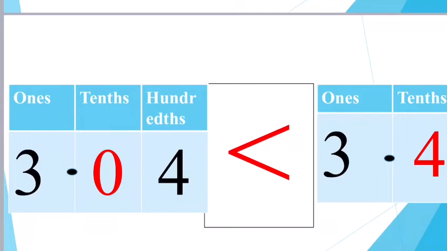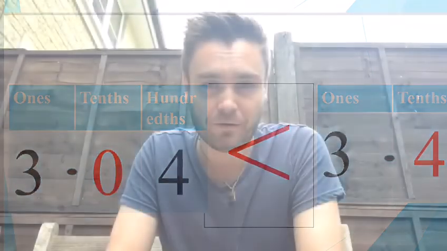As you can see, by placing the two numbers into place value grids, you can easily figure out that 3.04 is less than 3.4, and that's purely because you can see the value of the number in the tenths column for 3.04 is 0 tenths, whereas for 3.4 the value of the number in the tenths column is 4 tenths, meaning that it is greater than 3.04. So the answer is that 3.04 is less than 3.4.